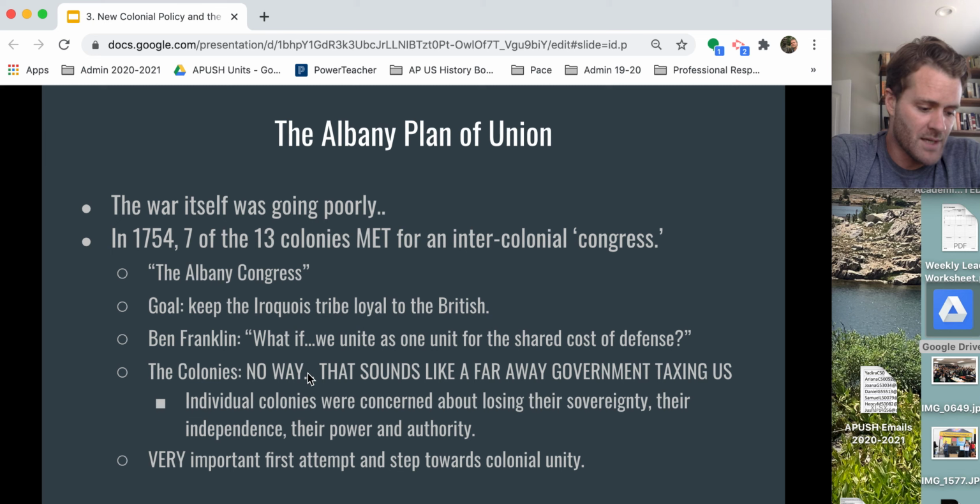Now they're going to call this the Albany Congress. Why are they going to call that? Because they meet in Albany, New York. Now, the goal of this meeting is to keep the Iroquois tribe loyal to the British. The goal is simply to ensure that their biggest Native American ally stays allied with the British forces.